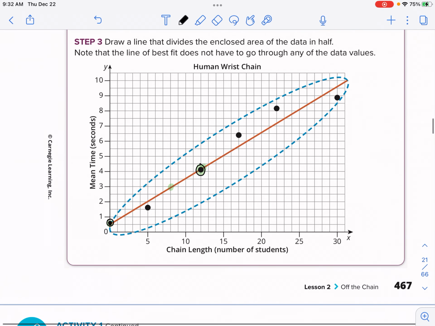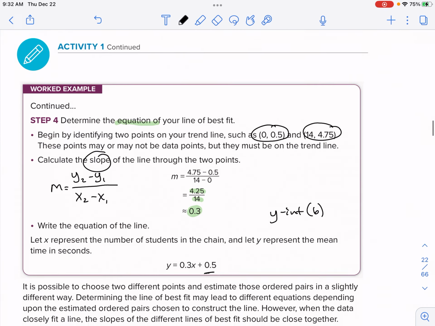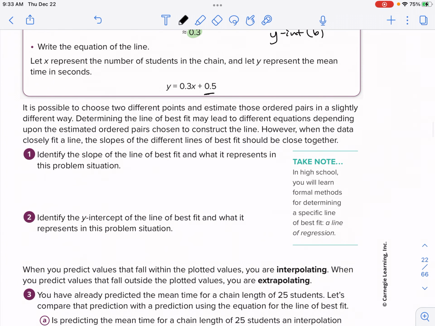Okay, so we have here the x-axis as chain length of students, and the y-axis is time. This was, for us, we passed the book, so we'll interpret that soon. But that's the equation, right? We plugged in 0.3 for our slope and 1/2 for our y-intercept. And we know that our slope means that's how much we move, and our y-intercept is where we begin.